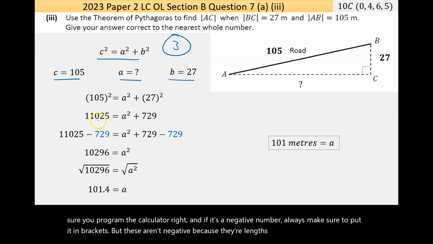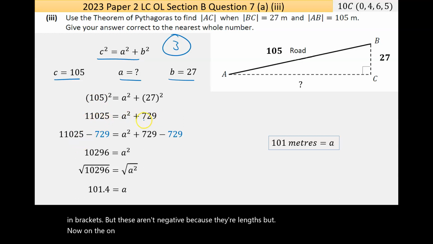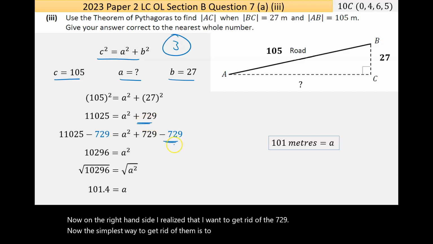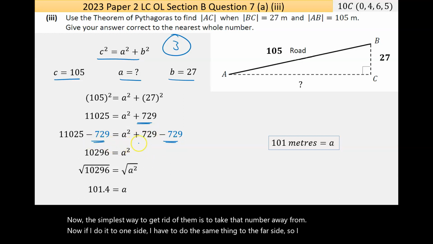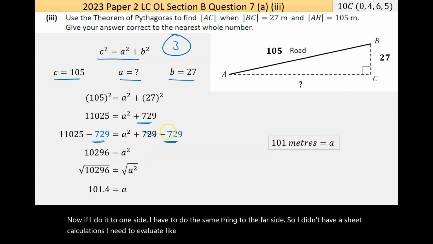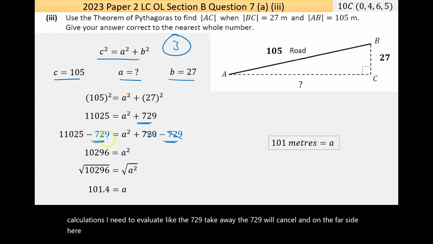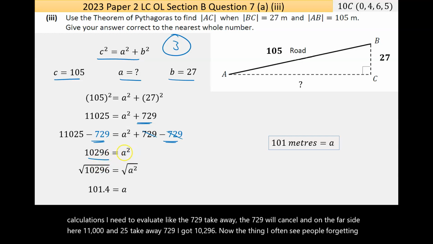But now on the right hand side, I realized that I want to get rid of this 729. Now, the simplest way to get rid of something is to take that number away from it. Now, if I do it to one side, I have to do the same thing to the far side. So I don't have any sheet calculations I need to evaluate. Like the 729, take away the 729 will cancel. And on the far side here, 11,025, take away 729, I got 10,296.